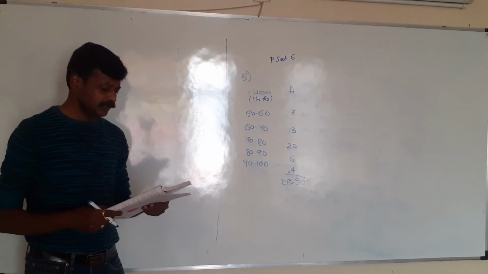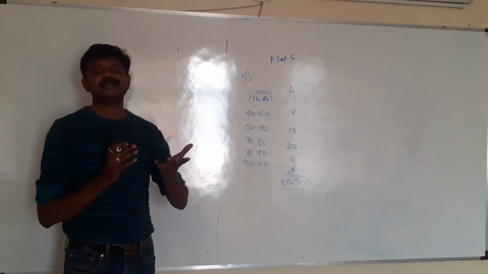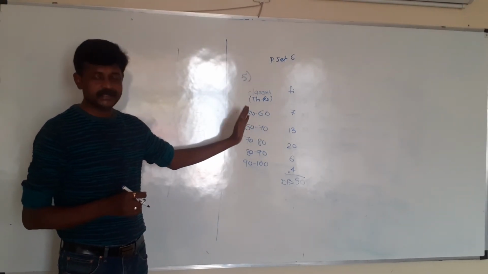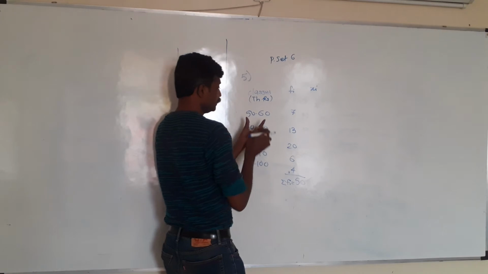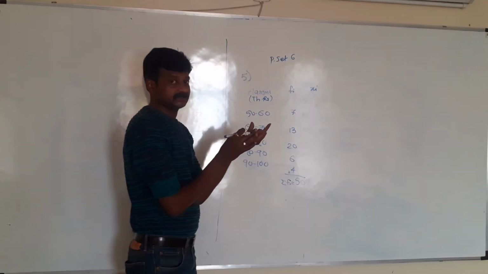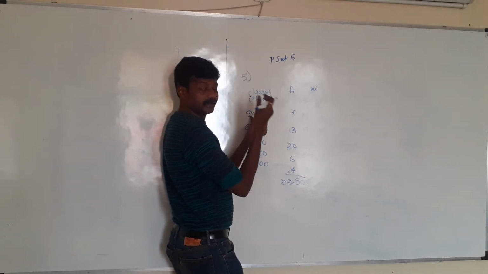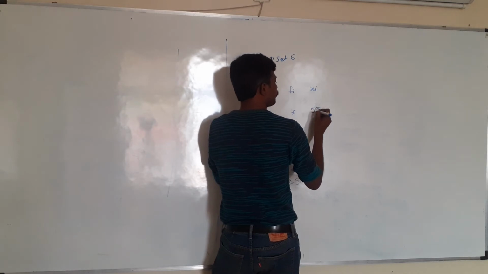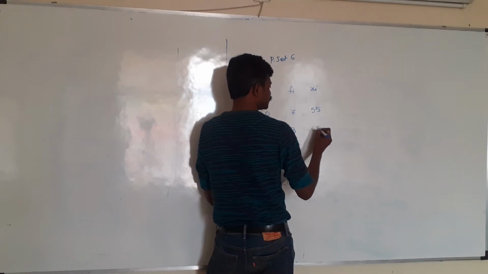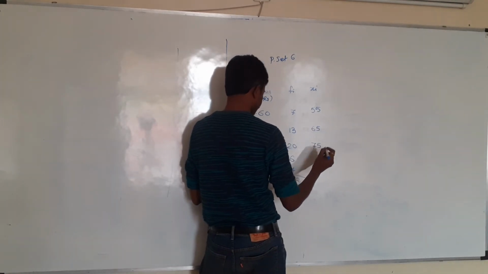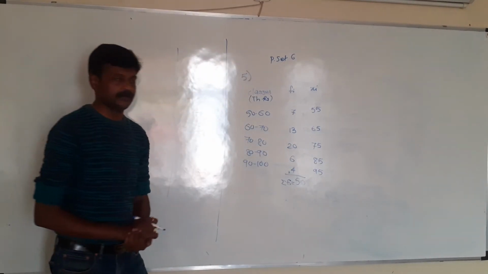Now, if we are going to solve it by direct method, x bar is equal to summation of Fi xi. Fi is there, leading xi. Xi is nothing but the class mark of each class. So for the first class 50 to 60, what will be xi? Addition of both the limits divided by 2. 50 plus 60, 110. 110 divided by 2, it gives 55. So xi will be equal to 55. For the next, 60 to 70, it will be 65. For the next, 75, then it will come 85, and for the last class it is 95.